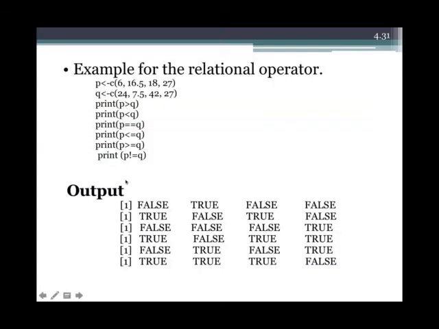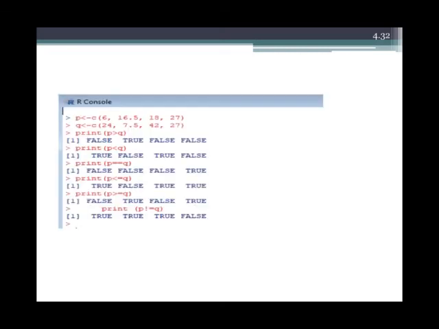Now we look at a series of examples for the relational operators. We are looking at the greater than, the less than, the double equal, which is equality, the less than equal and greater than equal, and the not equal. So given our values in P and Q, each of those operations will be carried out on each element, the first element compared to the second element, and we have the output shown in the bottom of this slide. You also have the output coming from the R environment.